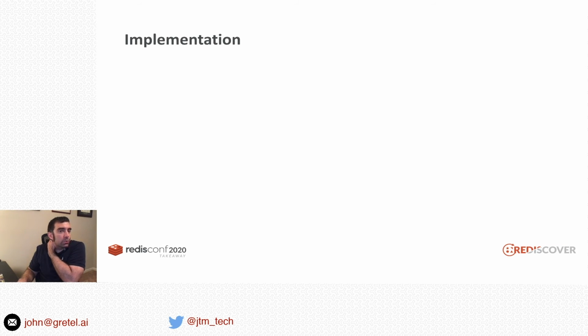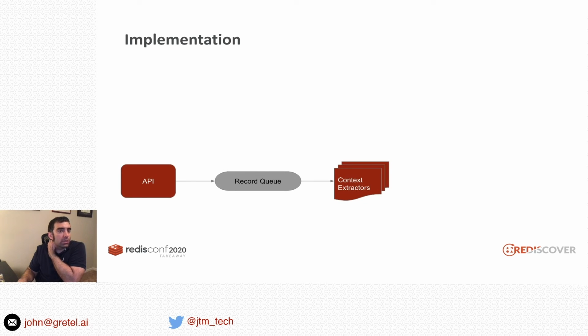So let's get into how we execute this architecturally. What we have is an inbound API. It's very similar to an Elasticsearch API where you can post JSON records. Then we drop those records into a queue. Then we have a series of services that we abstractly call our context extractors. This does a lot of our natural language processing and our regular expression processing.